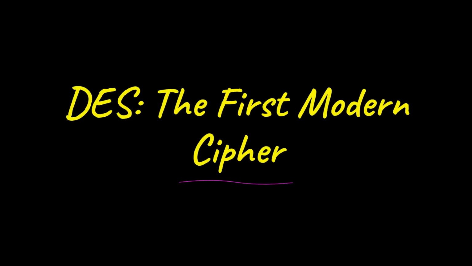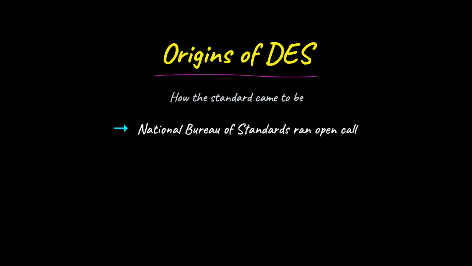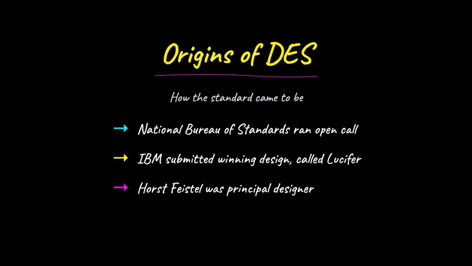In the early 1970s, U.S. government agencies needed a single shared way to protect sensitive data electronically. Without a common standard, every agency using its own cipher would create chaos and weak links. The National Bureau of Standards, forerunner of today's NIST, put out a public call for a cipher. IBM's submission, based on a design called Lucifer by Horst Feistel, won and became the Data Encryption Standard in 1977.